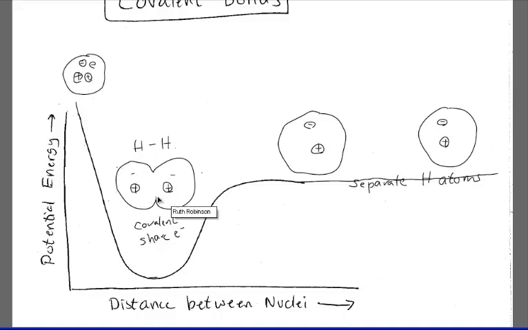So the ideal distance is given by this portion, I can't do it, by the bottom of the curve. The distance between the nuclei is the ideal bond length between them. So that's bond length.